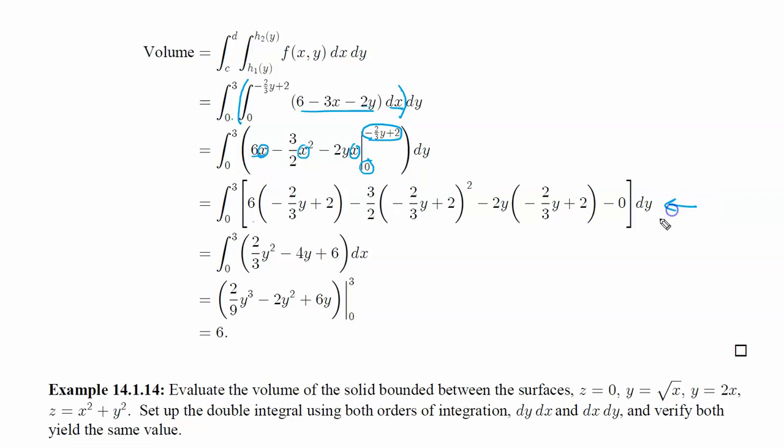Now this integral is just another integral with respect to a single variable. Simplify this in here. Just FOIL everything out and combine like terms. You end up with this. And then just evaluate the antiderivative of this.